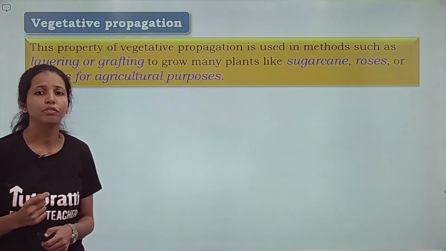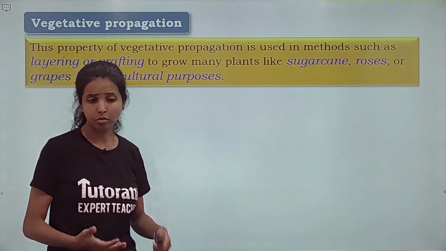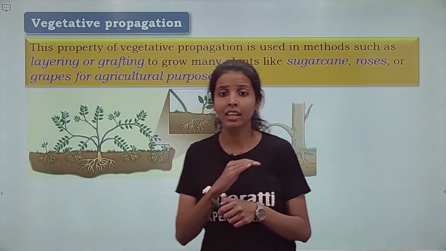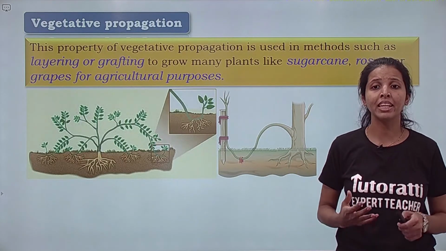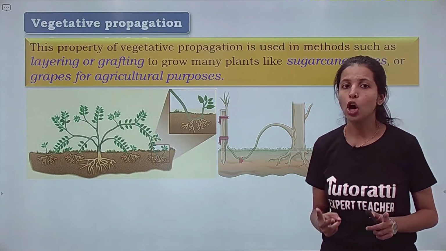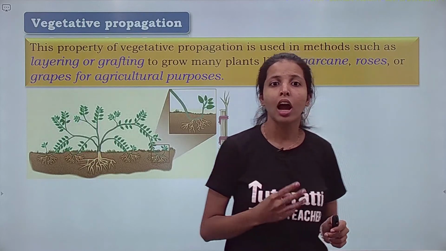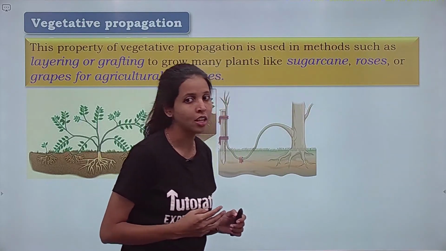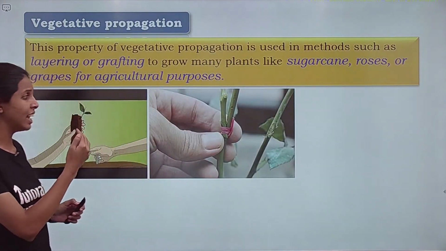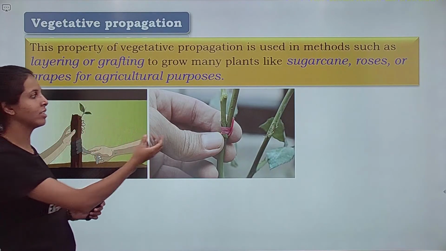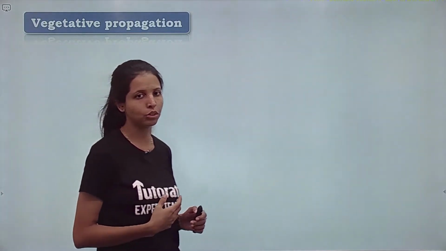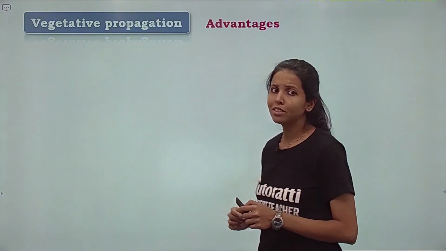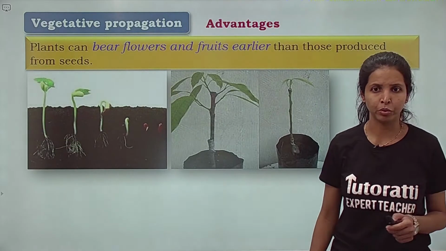This property of vegetative propagation is used in methods like layering and grafting, and because of this many plants like sugarcane, roses or grapes are used for agricultural purposes. Just see, layering and grafting, हमको पता है stem से वापस new plant आने का ability है, so they use it. What are the advantages of vegetative propagation?